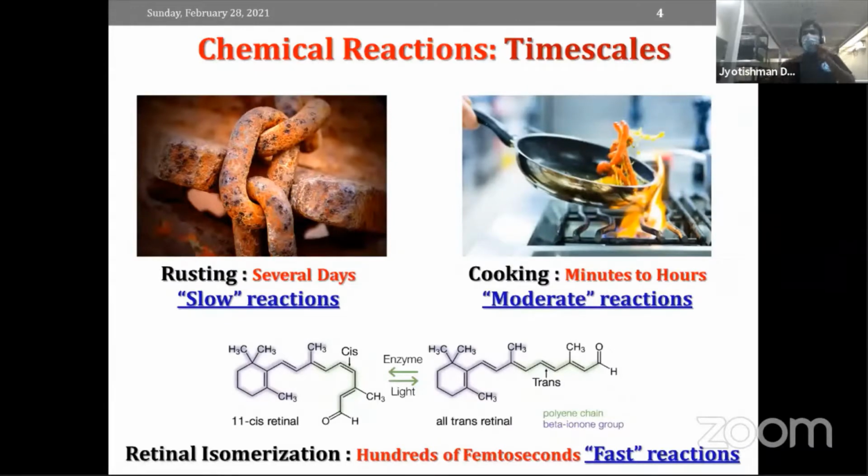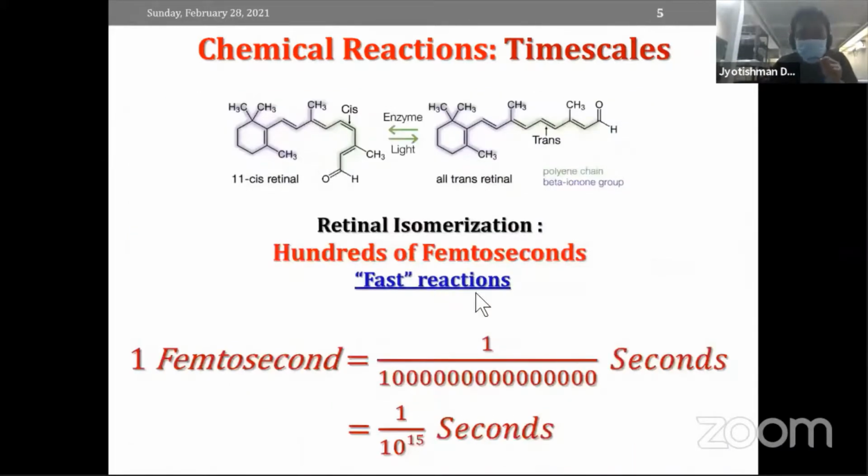So those I will call a fast reaction. What do I mean by a femtosecond? One femtosecond is essentially 1 by 10 to the power 15 seconds. That means it's a fraction of a second by an order of 10 to the power 15. So you can imagine how fast this is happening.